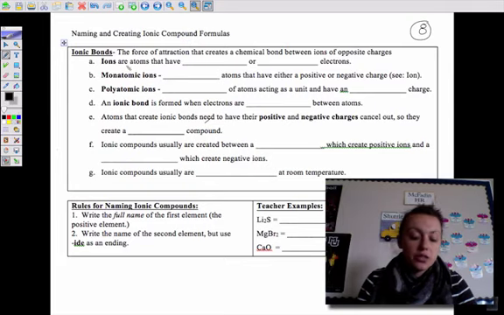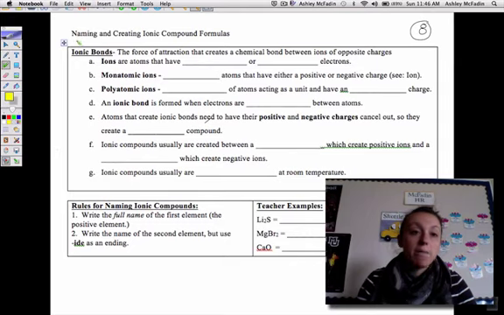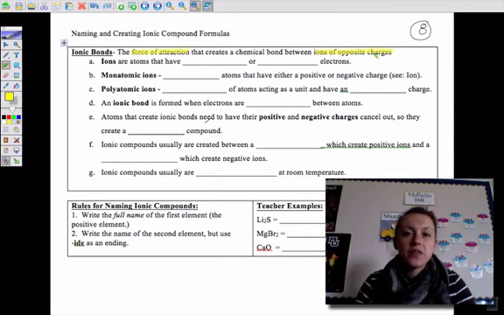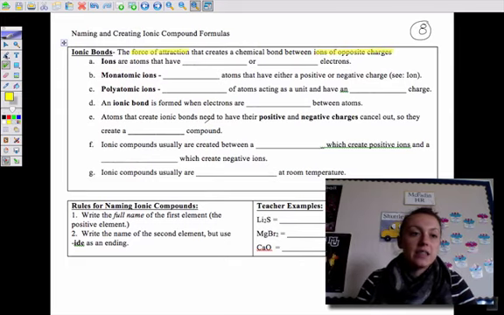So the first thing we need to do is define what an ionic bond is. Now an ionic bond is the force of attraction. It's a force that creates a chemical bond between ions of opposite charges. So ions. An ion is what we've been talking about these last couple of days. And this opposite charge they're talking about right here are oxidation numbers, what we've been working on in our second learning target with those superscripts.